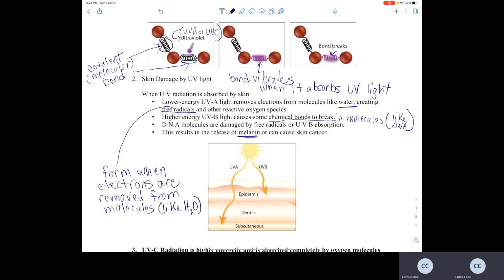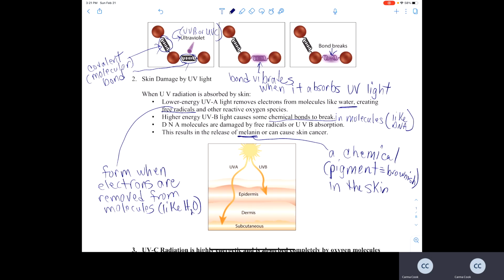And therefore, this breaking of the bonds in the molecules will cause the release of a chemical in the skin called melanin. And it's a pigment that is brownish in color. So melanin is a chemical pigment that has a brownish color, and it's found in the skin.